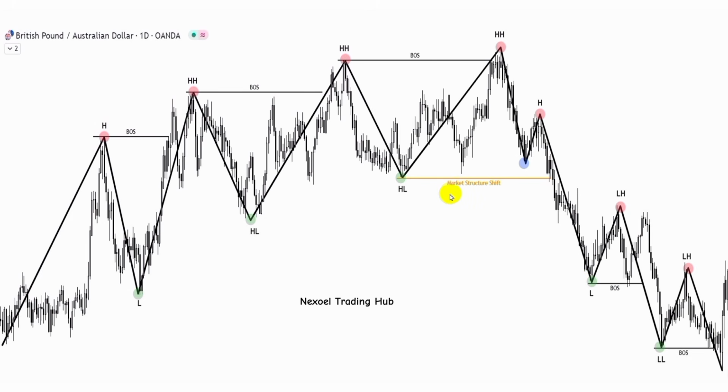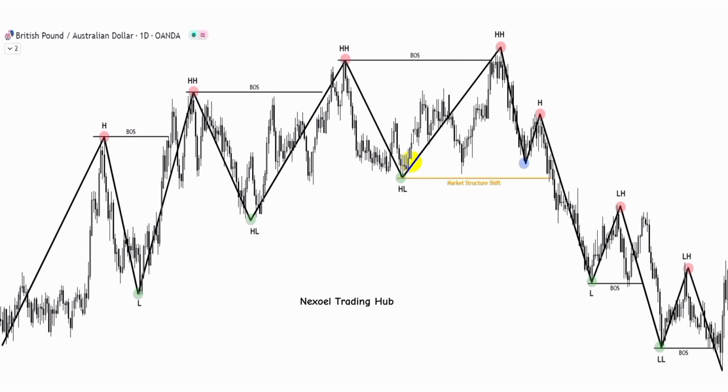So we have a market structure shift when the corrective leg move gives an impulsive move that breaks the last swing point that was created. So now you can see we have this movement to the downside that broke this last swing point that was created, that sponsored the movement to the upside that created the last high swing point. So this is how you actually identify the reversal in the markets.